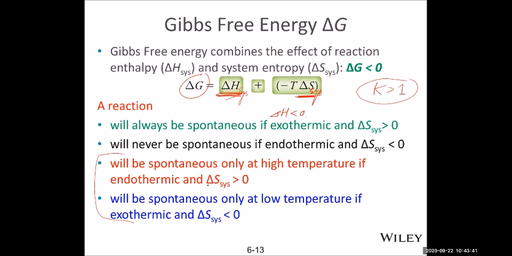Endothermic reaction and the system entropy increases. System entropy increase is in favor of the reaction. Endothermic reaction is not good for it, it's unfavorable for the reaction to be spontaneous. So to make the reaction spontaneous, we need to magnify, we need to increase the entropy factor by giving high temperature. So that's the endothermic, entropy increase. The opposite will require low temperature.